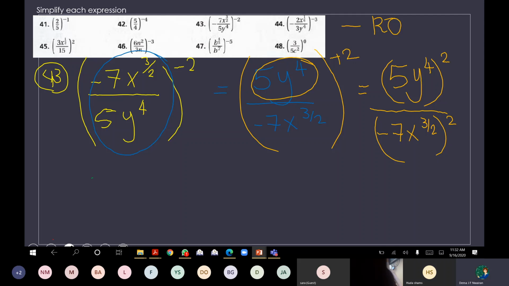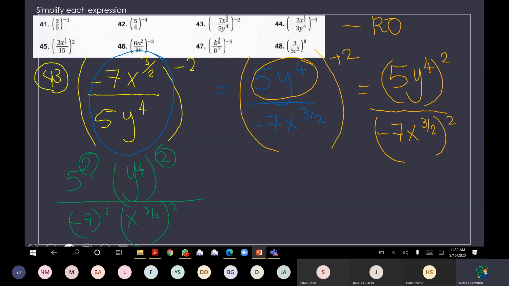Okay. Then after that, here we have 5y raised to the power 4. Then the product is raised to 2. So I will just write squared here and y raised to the power like this. I distribute the squared into both of them, over negative 7 squared, x raised to the power 3 over 2, also squared.